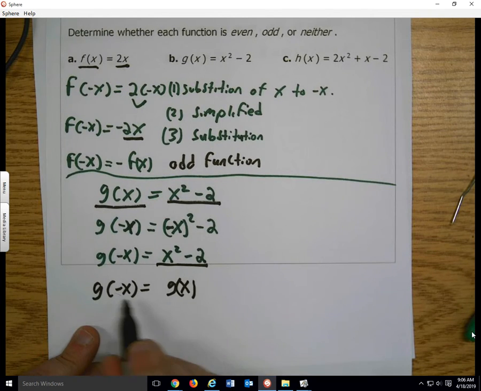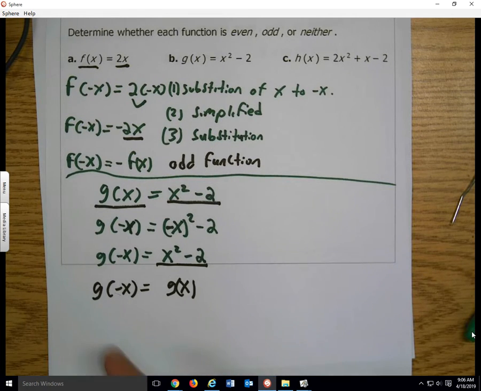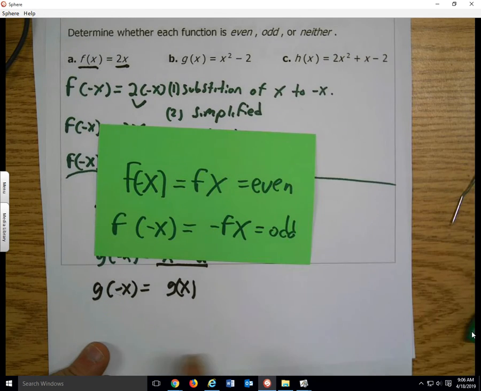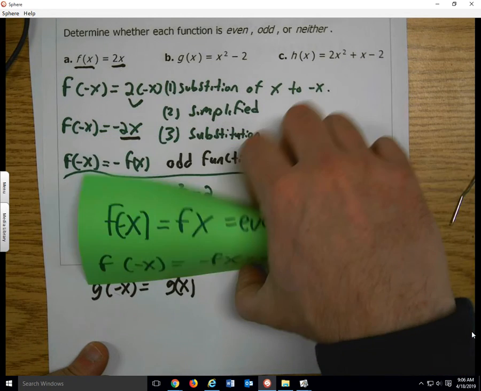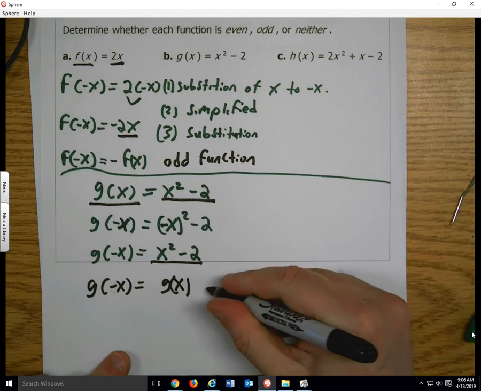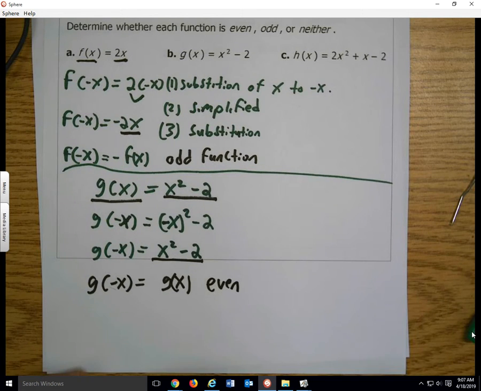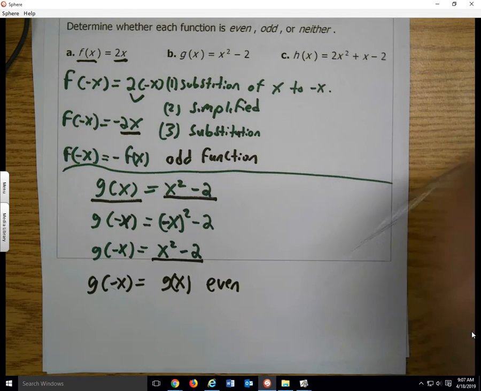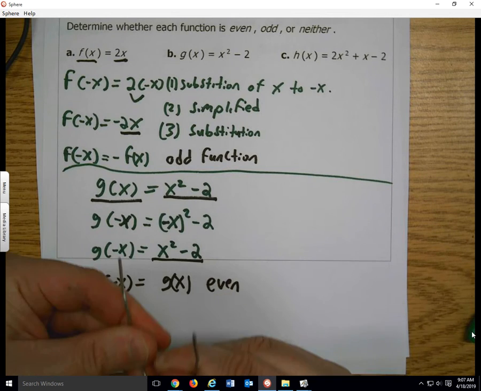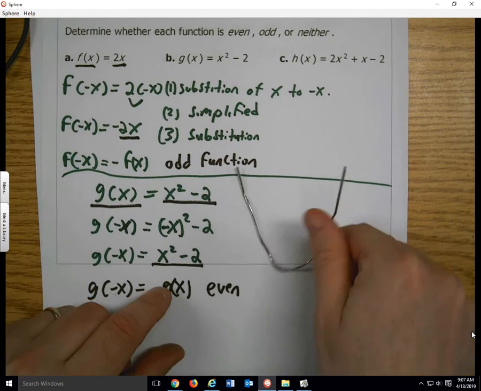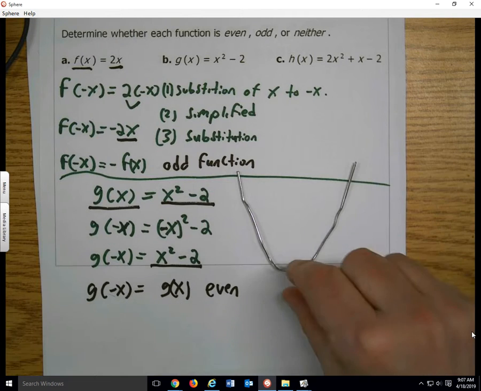Here we have g of negative x equaling g of positive x. So which one would that be? We have the negative equaling the positive. That would be even, which is to say, if I were to graph this, the parabola would just be symmetric. Whatever was done to one side would be done to the other.